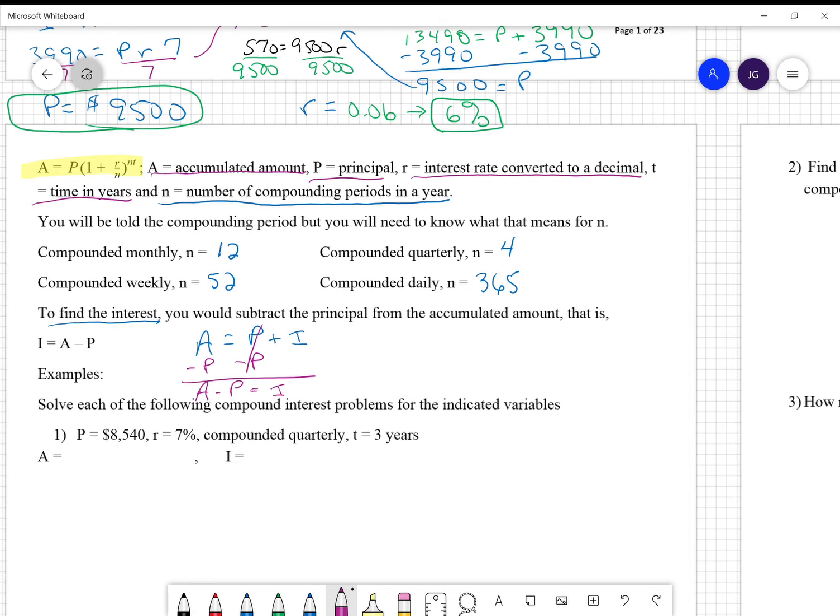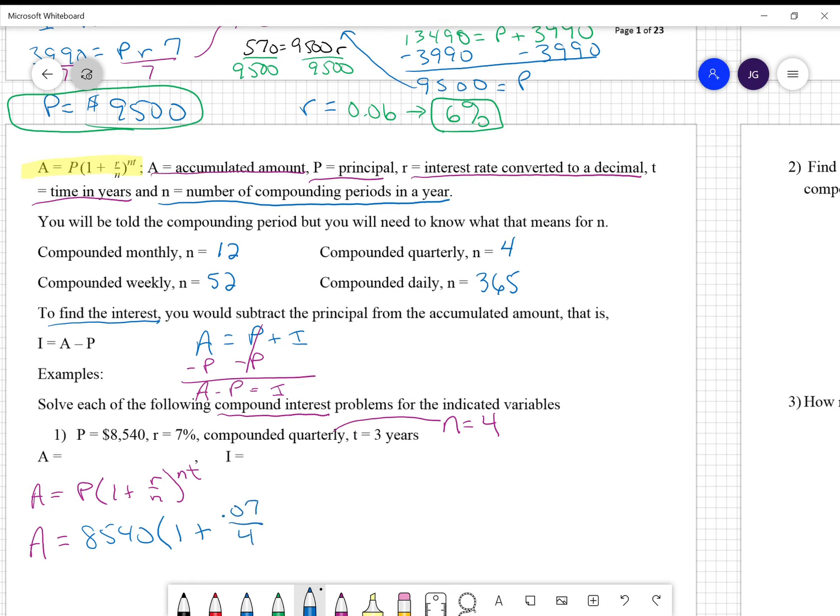Okay, solve each of the following compound interest problems for the indicated variables. Okay, so I know it's a compound interest. I have principal, I have rate, compounded quarterly, I have T, I want to find A and I. All right, so compounded quarterly, that means N equals 4. A equals P times 1 plus R over N to the NT power. Principal is 8,540. 1 plus R is 7%, 0.07. N is 4. My power is 4 times 3, or 12.